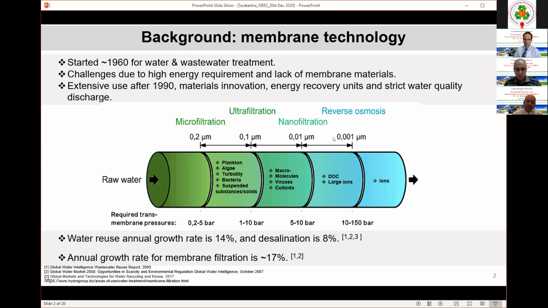And also there are debates, like in reverse osmosis, generally there are no physical pores, so mostly the separation is happening on the basis of diffusion. Because of this, you can use these membranes for different types of waters. At present, the water use annual growth is 14% and desalination is 8%. Combined, it's giving thrust to membrane technology, which has approximately 17% growth rate, which is quite huge.